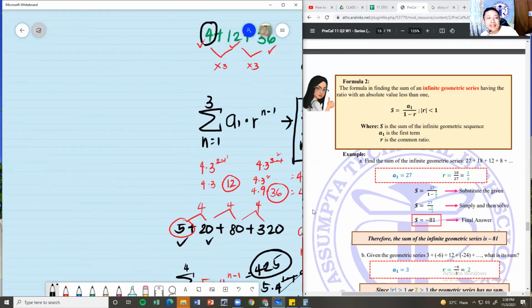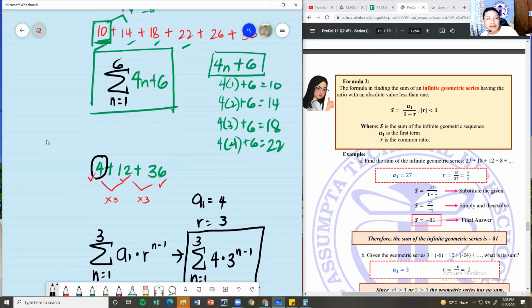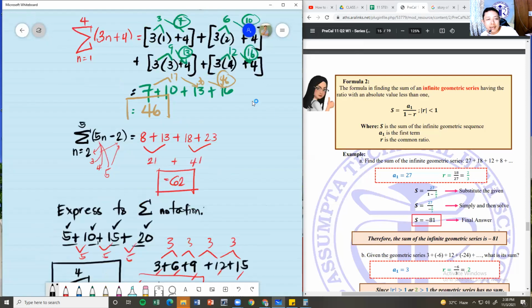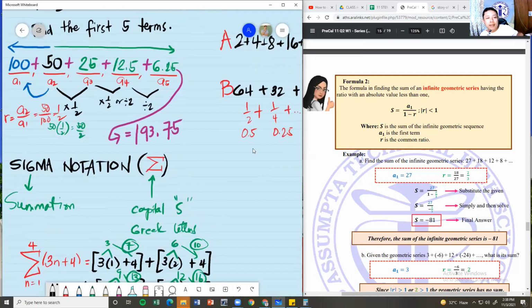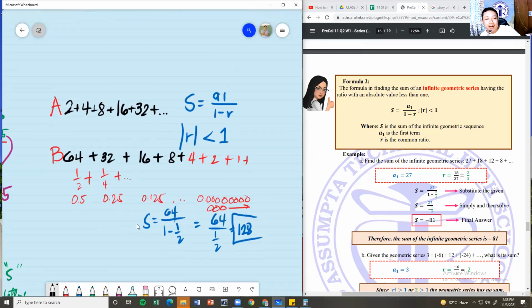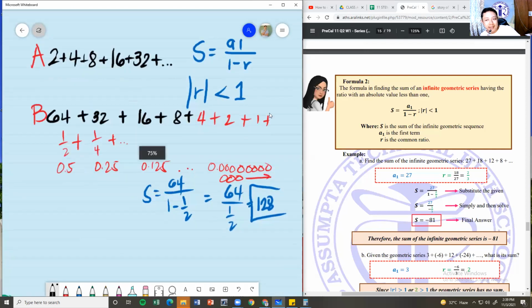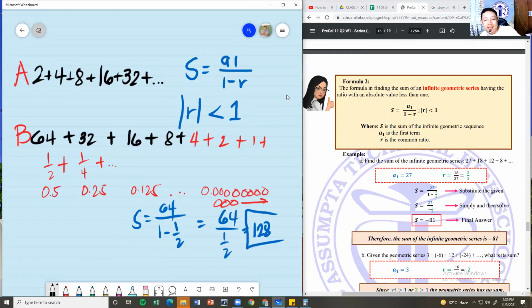Where is that? Let's just go back to that one. Where are you? So that he can see. Here. Now we are back to this one. This is the last part of our discussion, which was already discussed a while ago. But this time, instead of repeating the discussion, I'll just be giving you some hint on how to identify whether this geometric series has a sum or none.